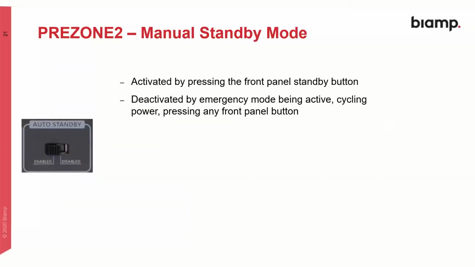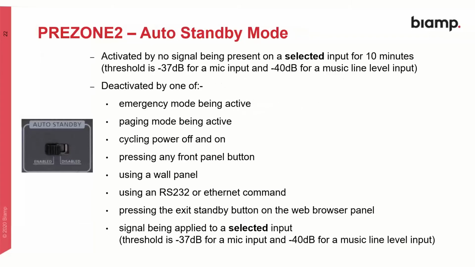Moving on, so going a little bit into the standby modes. So there's a switch on the rear, which is enable or disable of the standby mode. So in the disabled mode, when you press the standby button, it will go into standby, and it's deactivated by the emergency mode being active, turning the power off and on, or pressing any front panel button. So that will bring it out of the standby mode. Auto standby mode, however, is activated. So you have the switch on the enabled position on the rear panel here.